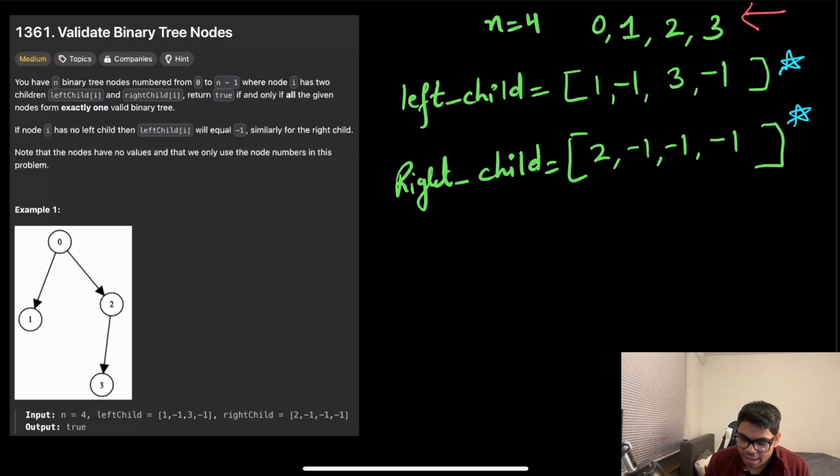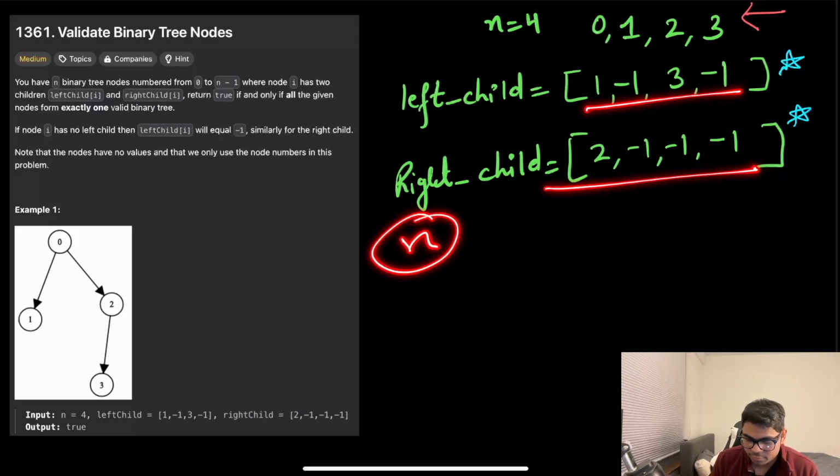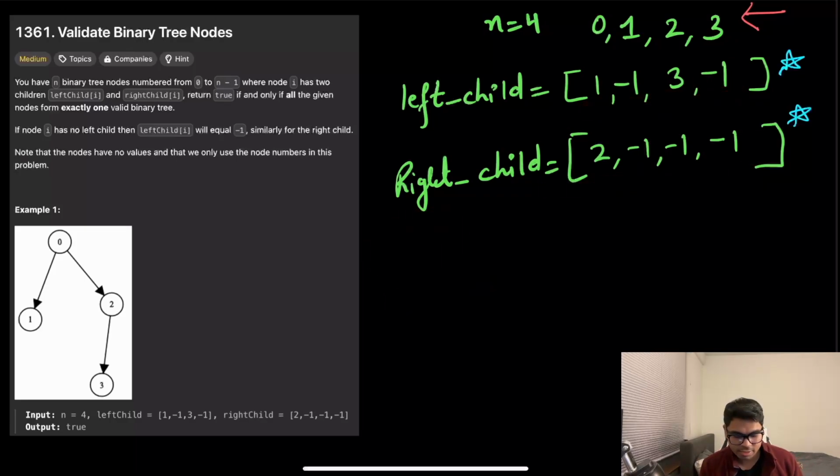If I create a set of all these values from the left child array and right child array, then the length of this cannot be equal to n. If it is equal to n, that means there is no node without a parent, or maybe every node is pointing to some other node, maybe 2 was pointing to 0. That means it's not a valid binary tree, so we have to make that check. Then we have to find out our root.